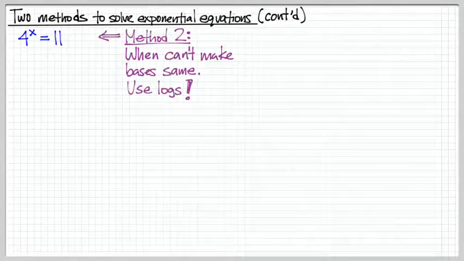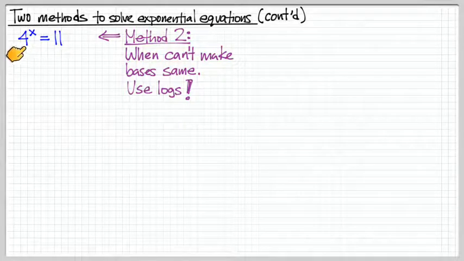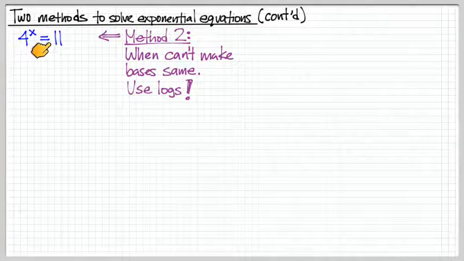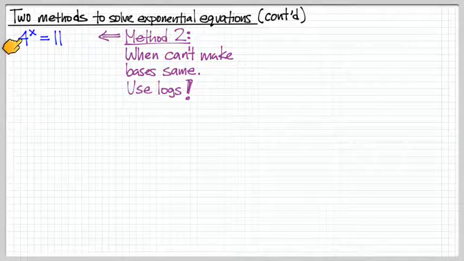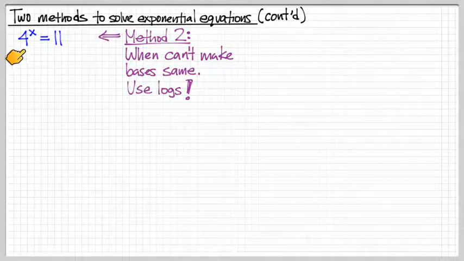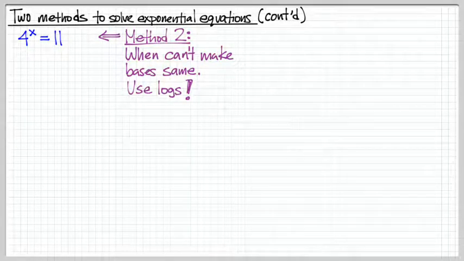Now here's another case. Method number 2 is when actually we cannot make the bases the same. There's no way for us to make the 4 have the same base as the 11. It's not like the previous example where we had 4 and 1/2 and we were able to make a common base of 2. There's no way we can do this. So in this case, we will use logs.